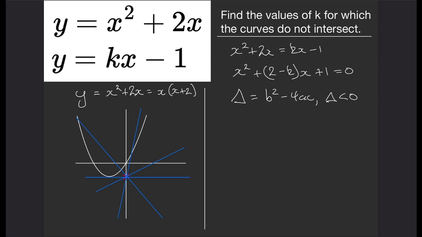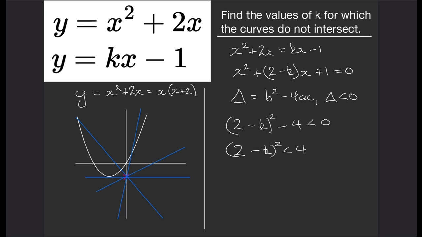So the discriminant in this case, we've got b, which is 2 minus k. We want to square that thing. And then we'll take away 4 times a, which is 1, times c, which is also 1. So 4 times 1 times 1 is just 4. So we'll take that away. And that thing is going to all be negative. Now we could expand these brackets and solve this like a quadratic for k. But it's a little bit easier if we just add the 4 over, and we'll get 2 minus k all squared is less than 4.